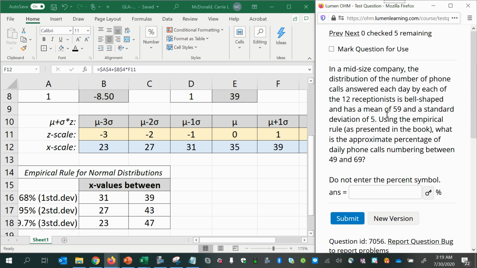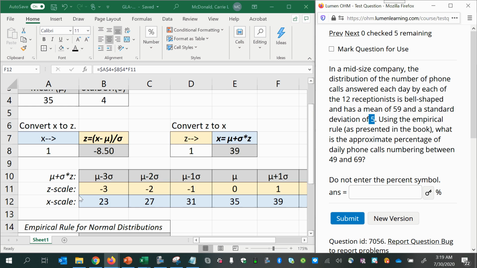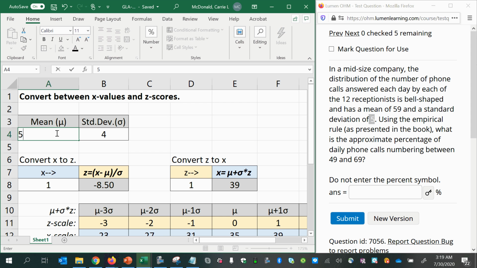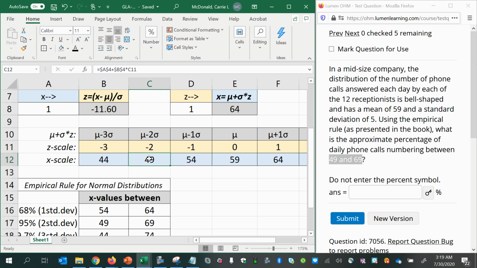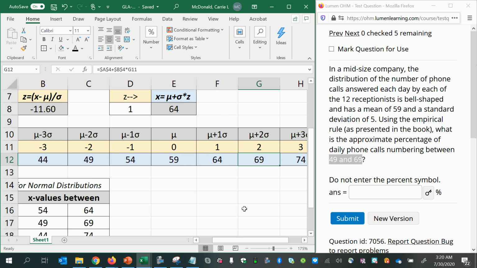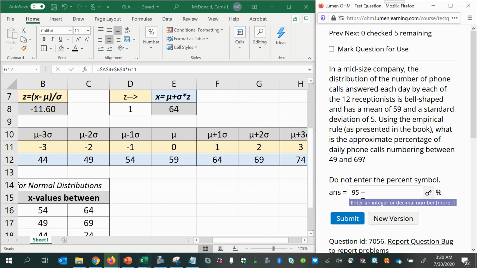Now notice they've given me the same setup, the mean of 59 and a standard deviation of 5. So I'm just going to change this to 59, standard deviation of 5, and then come down here and see these two values they gave me, 49 and 69. That's 2 standard deviations away from the mean, so that should be 95% is within that range, right? Those are the values that line up with a z-score of -2 and a z-score of +2. So 95%.